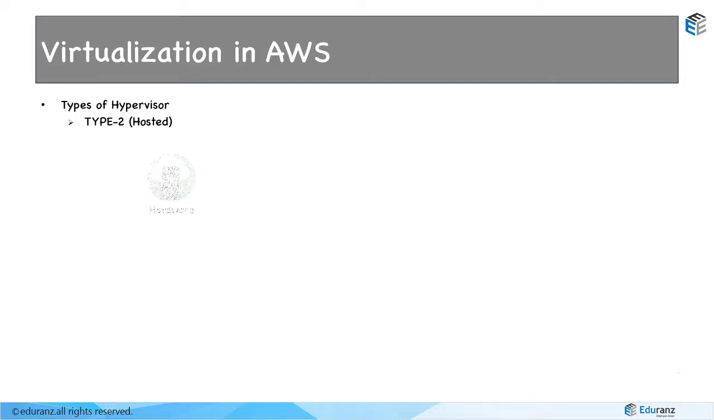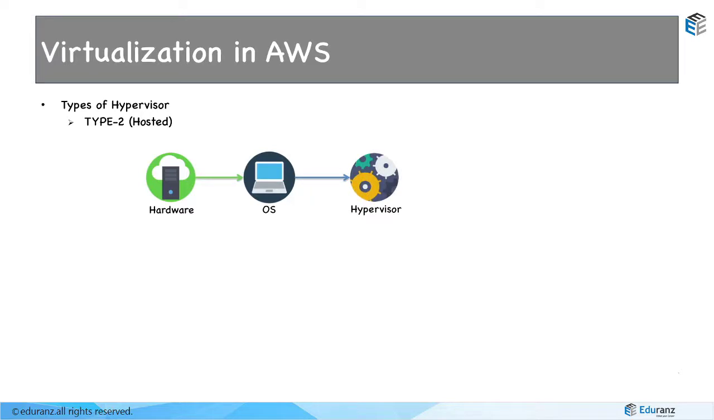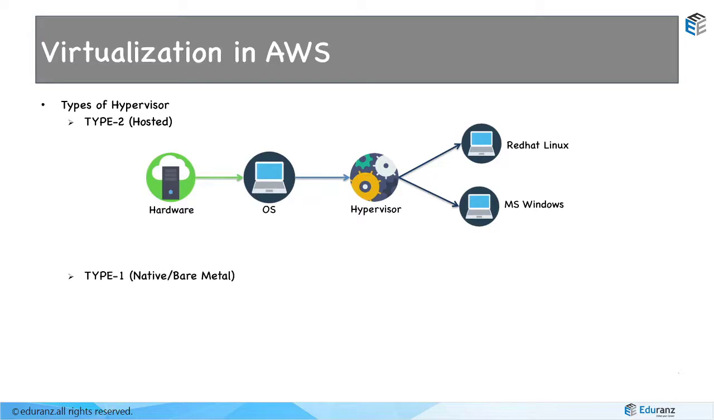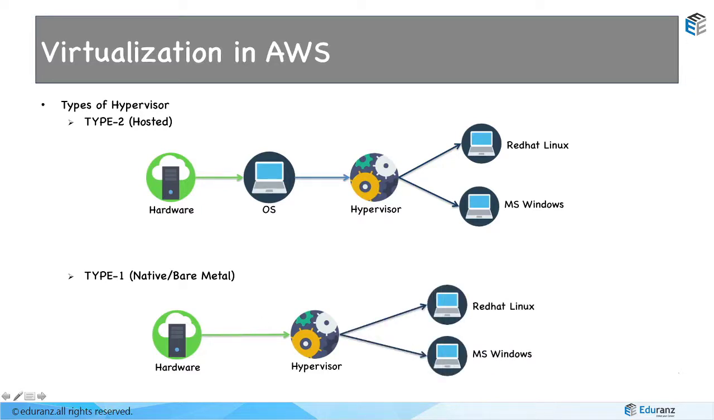How does it work is, you have a hardware, basically your raw machine, you install an operating system on top of it, then you install the hypervisor on top of the operating system, and virtual machines are in turn installed using the hypervisor. So this is type 2 or hosted hypervisor. Then you have type 1, which is also called native hypervisor or bare metal hypervisor. The reason it is bare metal hypervisor is because you install the hypervisor on top of hardware directly. You do not have any operating system in between. And as usual, you install the virtual machines using the hypervisor.